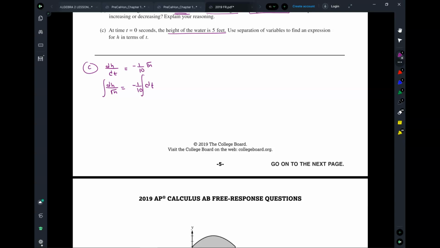Okay, so this is like the integral of h to the negative a half, right? dh, which would be what? h to the half times 2, right? Because divided by 1/2, which is a 2. So this is 2 root h is equal to negative 1 over 10t plus c.